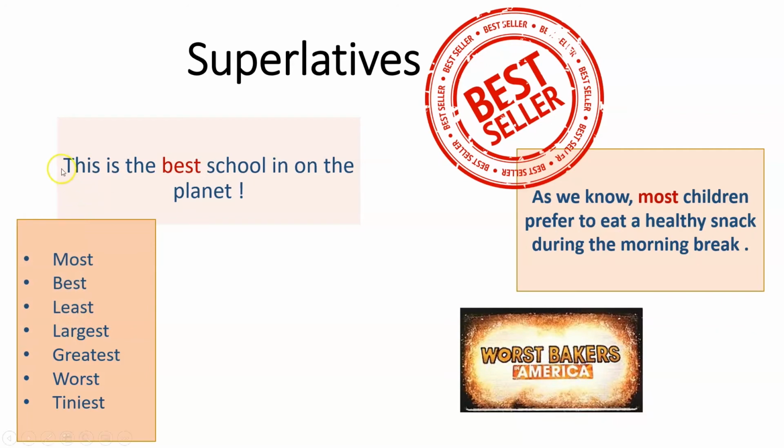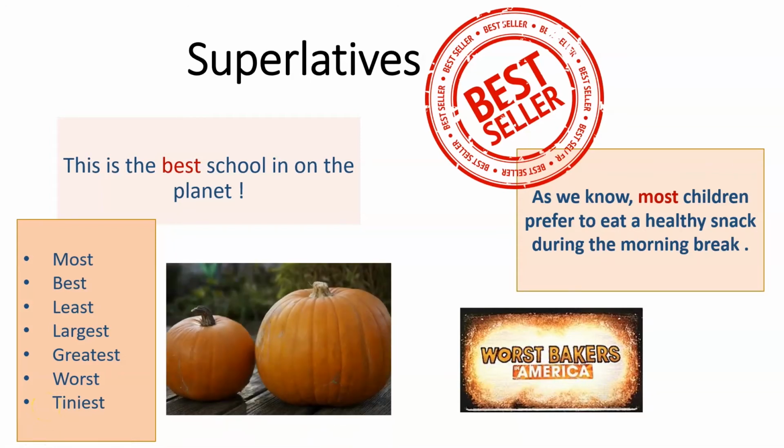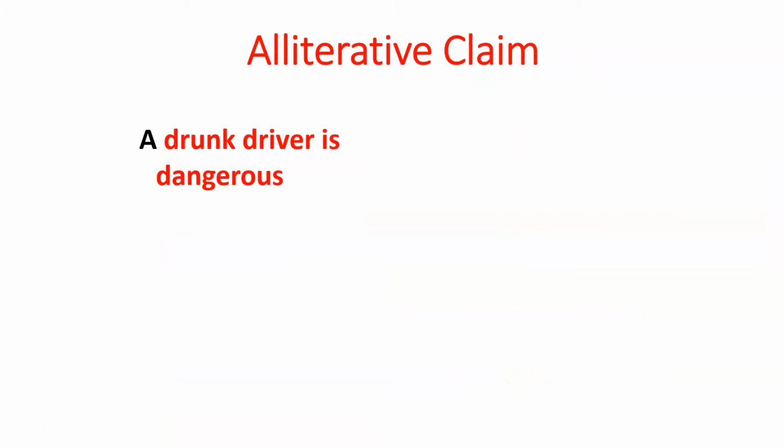Now, some examples of superlatives are most, best, least, largest, greatest, worst, tiniest. These are your examples of superlatives. Please use them in your writing. Now I want to go on to the alliterative claim, or basically it's an alliteration.